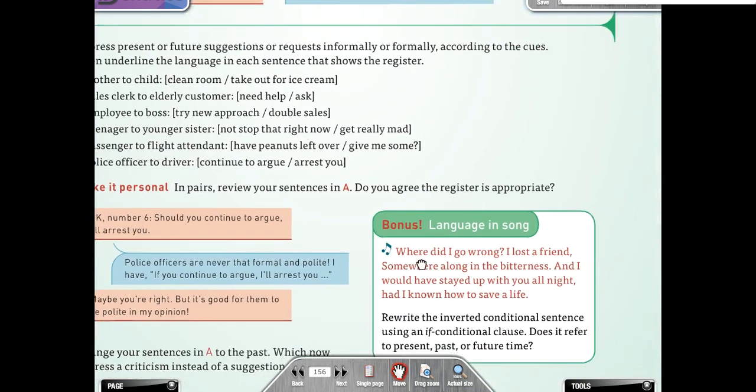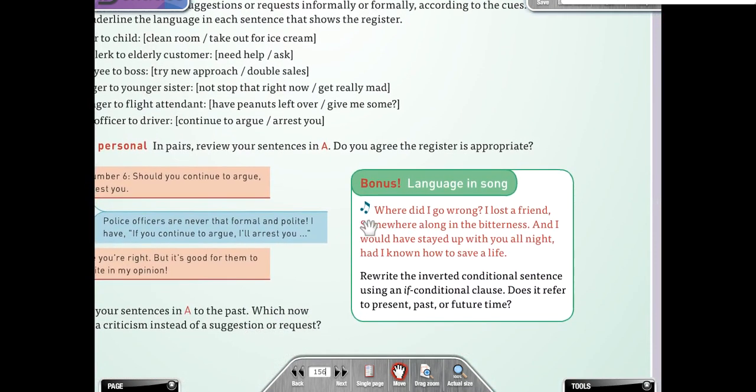But before that, we're going to see the language in this song. Observe the last part. You say here, "lost somewhere along the way, and I would have stayed up with you all night, had I known how to save your life." Okay, this is the inverted form. And as you said, this is also in a song, so it is not very formal, but it's a poetic way to use it.